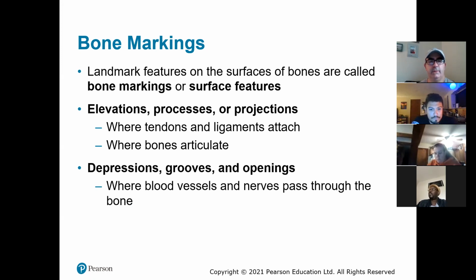So just in general, some of the markings are called processes, elevations, projections, condyles, epicondyles. They're places where the bones kind of stick out. And the reason for that is for tendons and muscles to attach, okay, and ligaments to attach. And then there are also depressions, grooves in the bones. And those a lot of times are where blood vessels and nerves are going to pass. Openings, we'll see that there are some openings for blood vessels to pass through and for nerves to pass through.